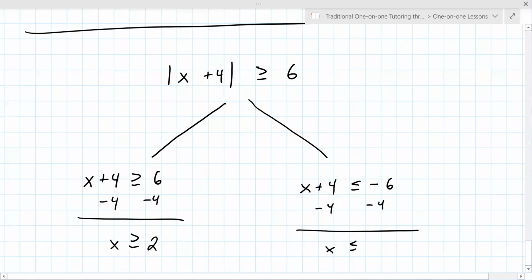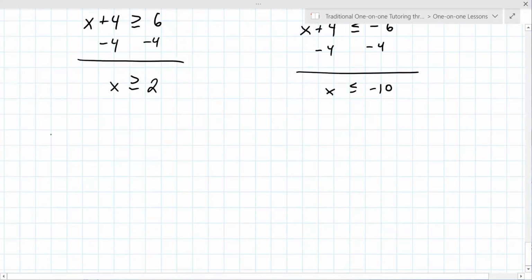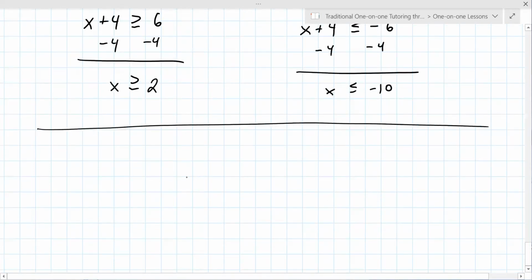-6 minus 4. That's going to be -10. Okay, let's do another one here. Let's go absolute value of 2x greater than or equal to 16.